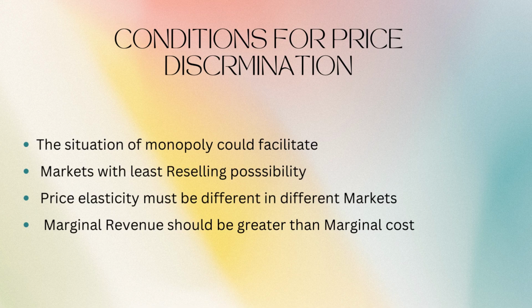There are many conditions for price discrimination. So here are a few conditions. The first one is that the situation of monopoly could facilitate it. Generally, price discrimination exists in those places where monopolists exist. And next, the markets with least reselling possibility. Let's take an example of two or three markets. If these markets are close to one another, then there is a chance of reselling within the market.